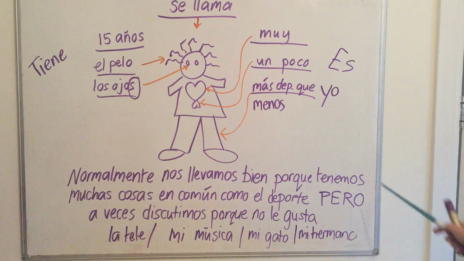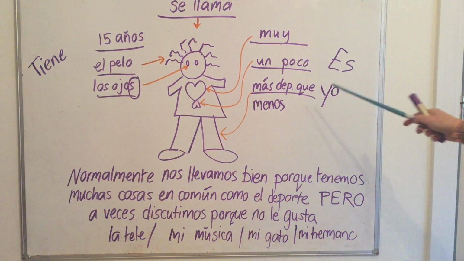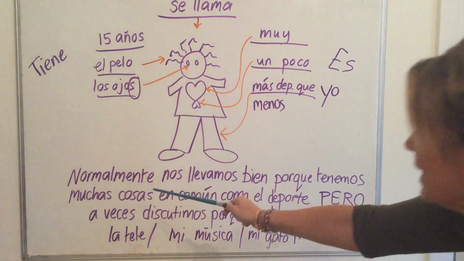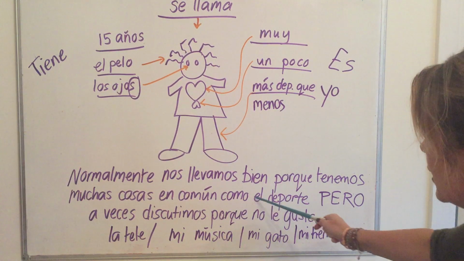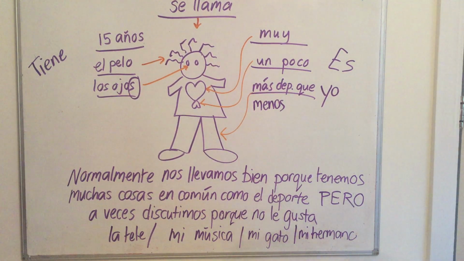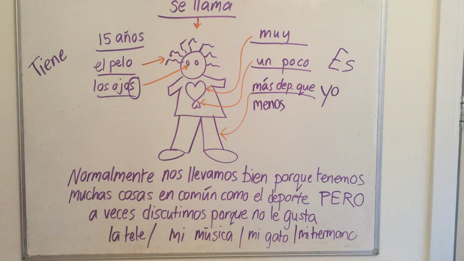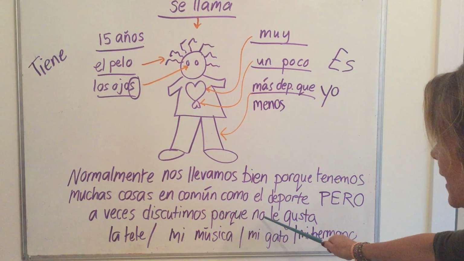Right, now we're going to go down to the great big sentence at the end. This is about how well you get on with someone. Now, this is so easy to remember because you're going to start by saying, normally we get on well because we have lots of things in common, like sport. You've mentioned sport, you both do it, it's just that somebody's more sporty than the other. Okay, so normally we get on well because we have many things in common, like el deporte, the sport, don't forget that. But sometimes, a veces, discutimos, okay, practice that, we argue, discutimos, because he or she doesn't like.